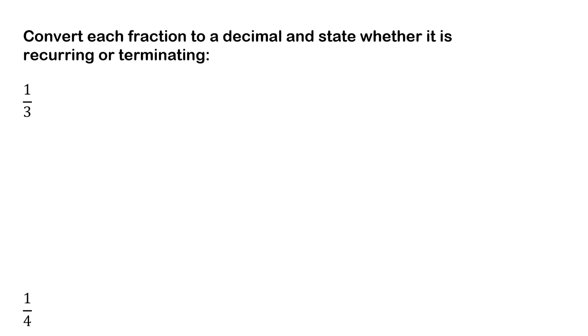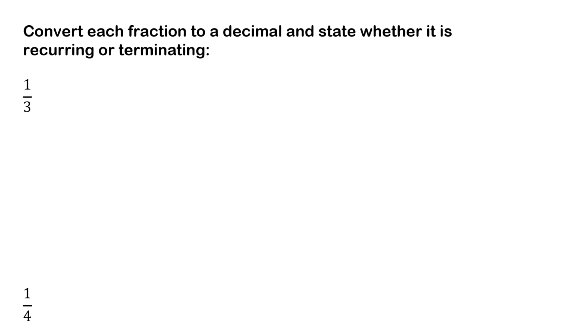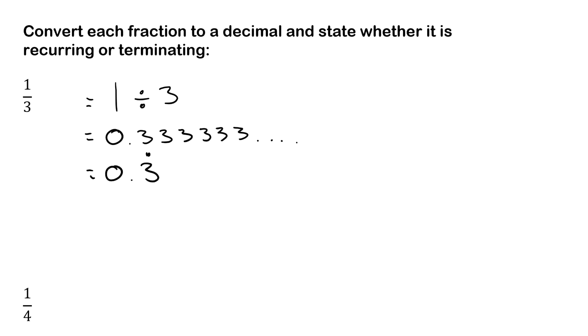Now we're looking at converting fractions to a decimal and then stating whether it's recurring or terminating. First thing we need to do is we don't want it like this. We put it into the calculator as 1 divided by 3, and it'll come out as 0.3333333, and that goes on. So I go 0.3 with a dot above it, and I can state that that is a recurring decimal.